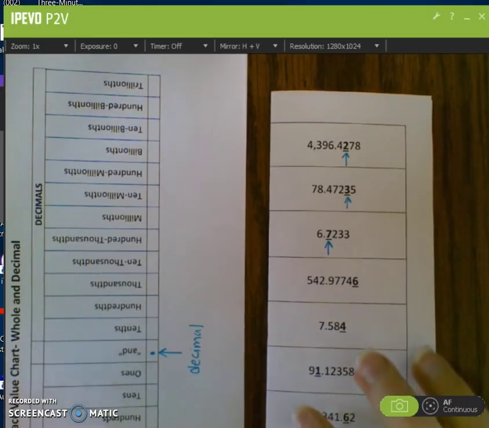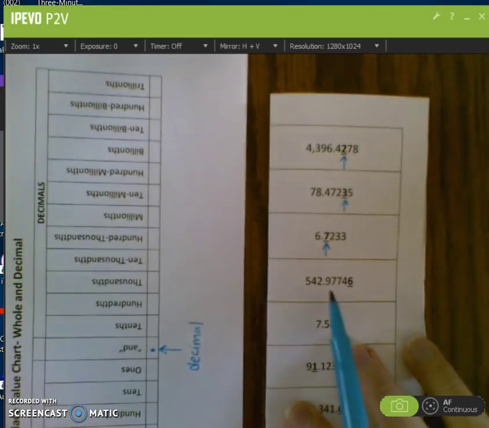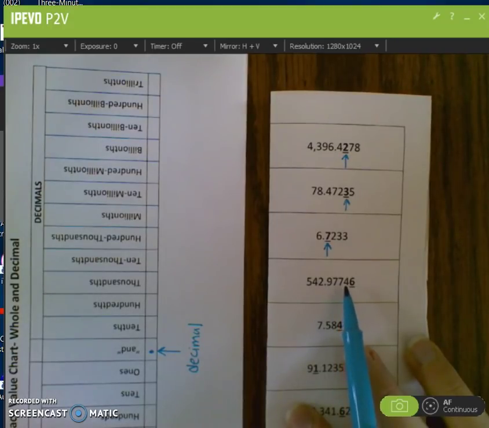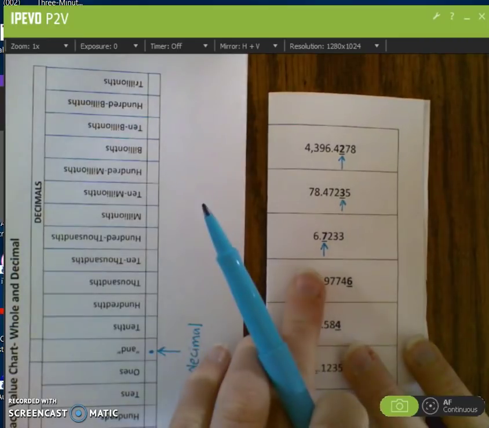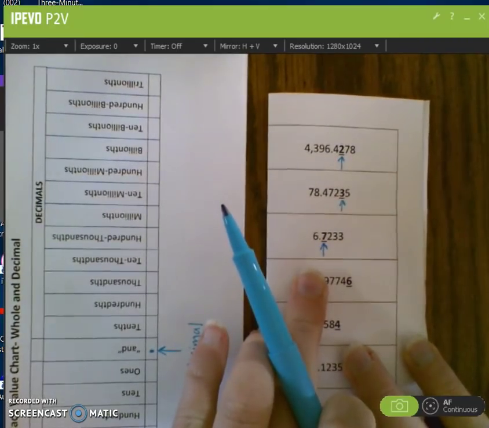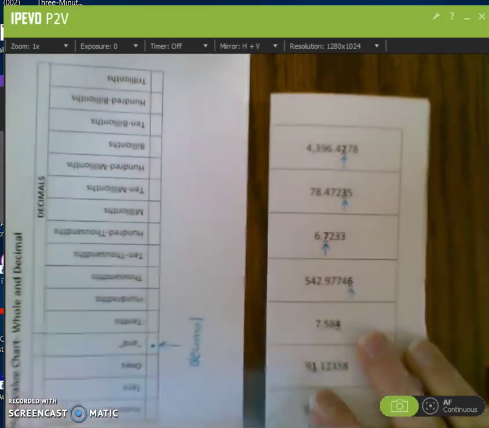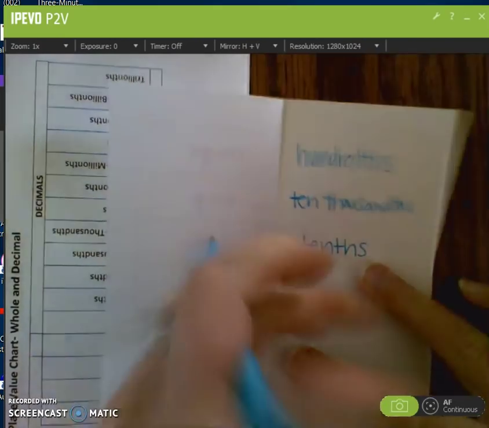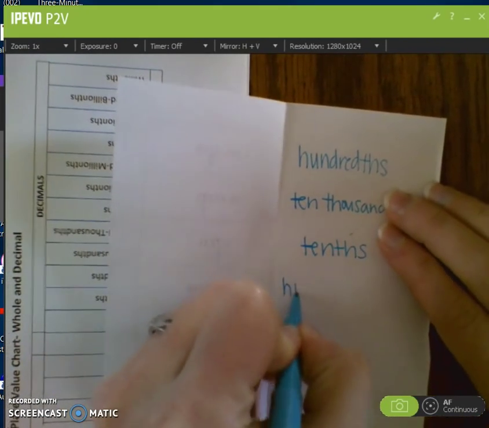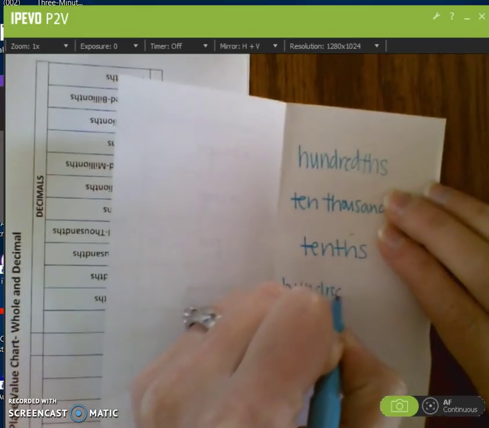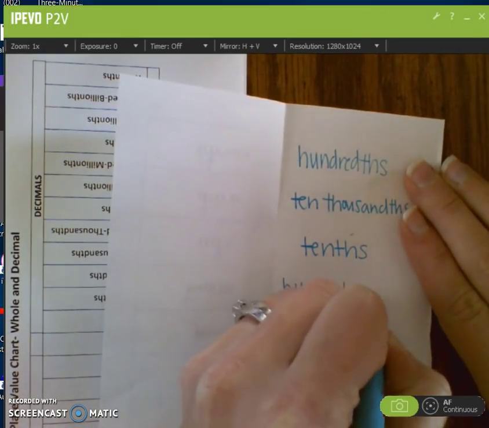So this next one I'm looking at, after the decimal point, I have tenths, hundredths, thousandths, ten-thousandths, hundred-thousandths. So when I read my number, I'll read it as hundred-thousandths. I've got 542 and, that's my decimal point. I'm going to read this number after the decimal, 97,746 hundred-thousandths. And the 6 is in the hundred-thousandths place. It's in the very last one, so in my little foldable, I'm going to write hundred-thousandths.